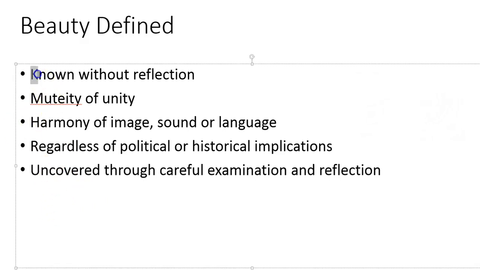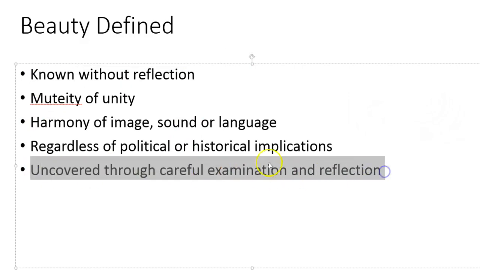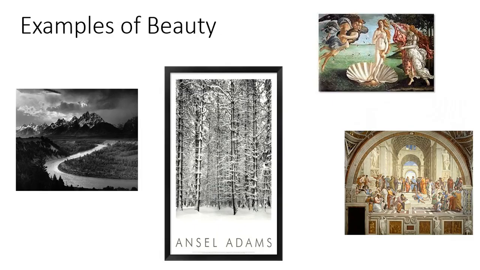So you know it without reflection. You know that this is beautiful, but you can uncover the mechanisms and the forms that are going on in the composition through careful examination and reflection. That's what we're going to be doing with this essay. Here's some examples of beauty. A lot of people think these are beautiful. Let me again get out of this picture.